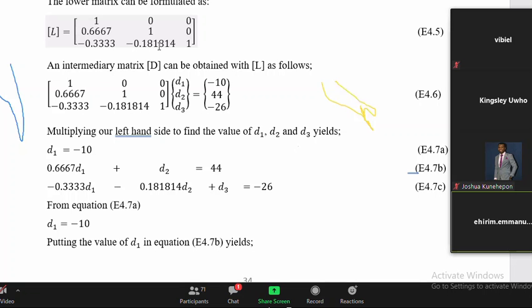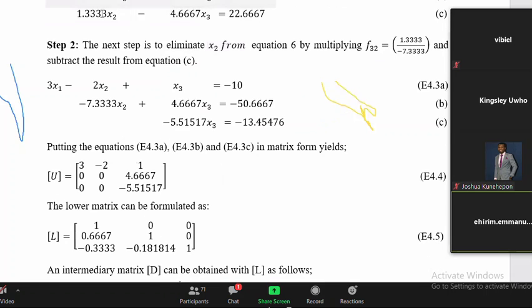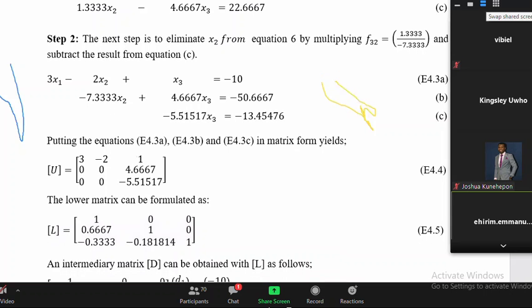And then F32 is this value here, a32 prime over a22 prime. This value here is 1.33 divided by minus this. That is the value you have here, minus 0.1818. This is the lower matrix. You see how we formulated the lower matrix? That's the most important thing here, to get the lower matrix.